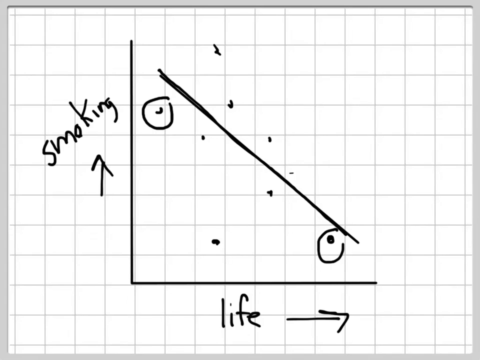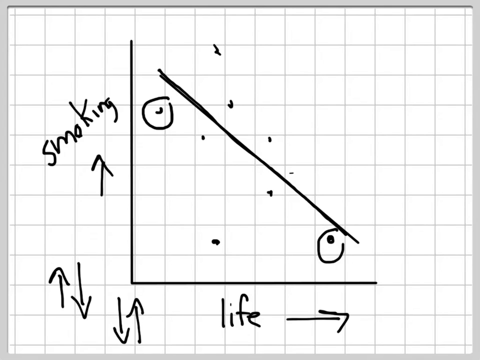Again, this is what we call a negative relationship, because as smoking goes up, life expectancy goes down. And if smoking is down, then life expectancy goes up. So when the arrows go in the opposite directions, we call that a negative relationship.